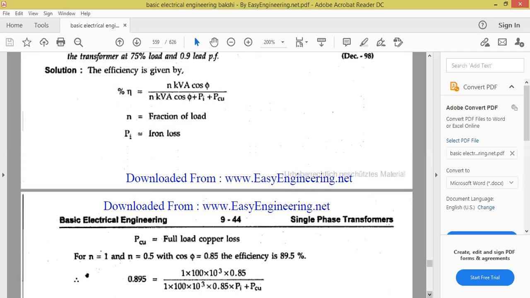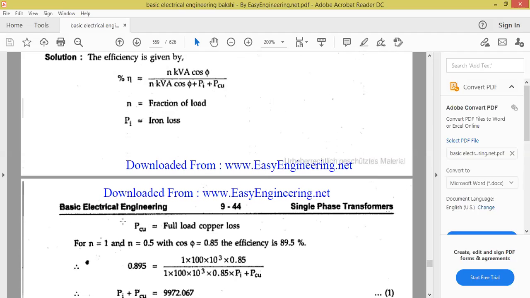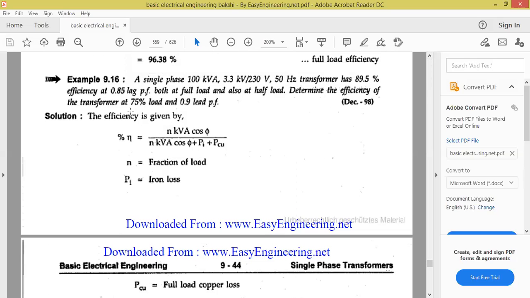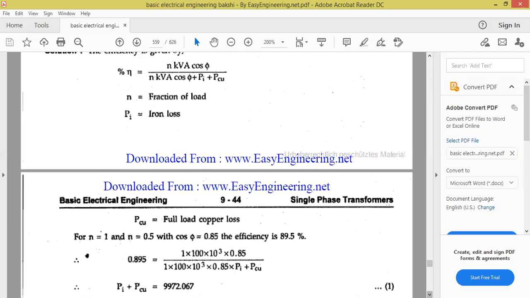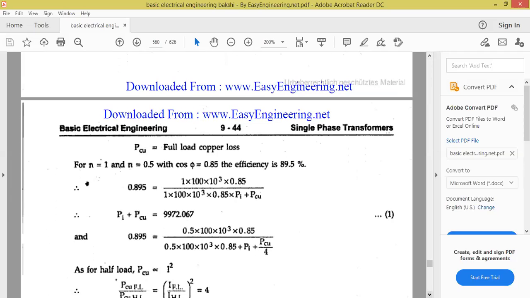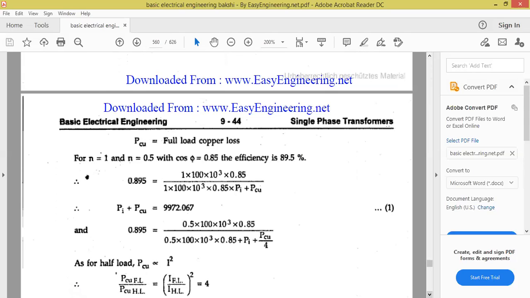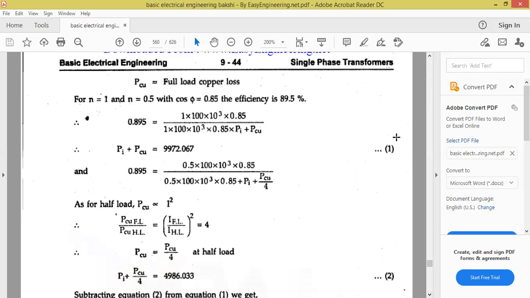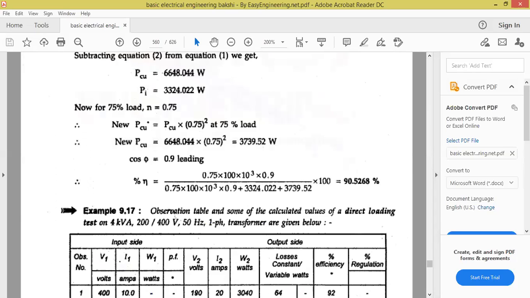So first, for how many loads we have to do? They have given off load and full load and this one. Determine the efficiency of the transformer at 75% of full load. So first, let us calculate the full load. N is equal to 1. That is for the full load. So your direct substitution we can do. So no need to go for this one.